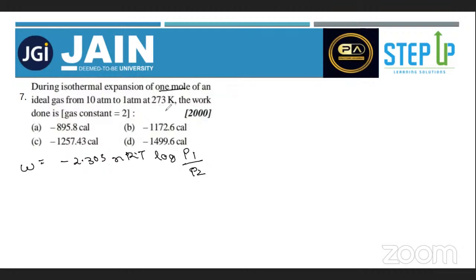No, for the gas constant, I have mentioned it as 2, so I'll use R as 2, because we are getting the answer in calories. So R is this, temperature is 273 Kelvin given, P1 and P2 are given, so 10 and 1. Just substitute everything and you'll get the answer as this. Okay, good. Let's see the next one.